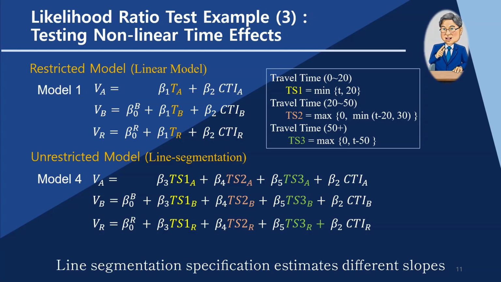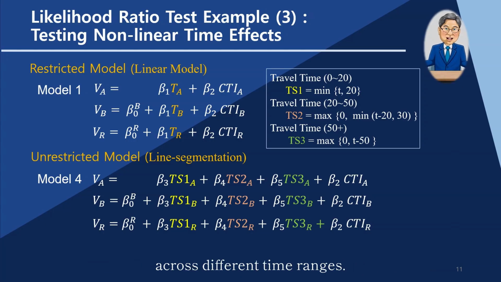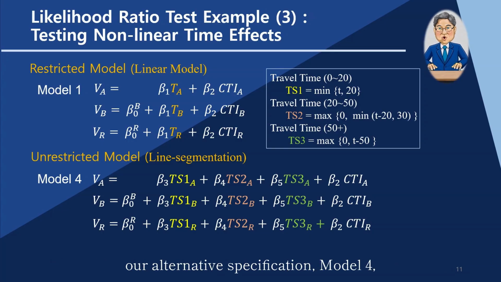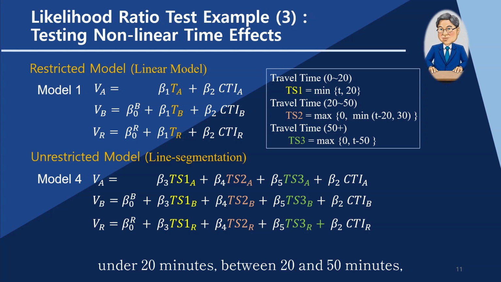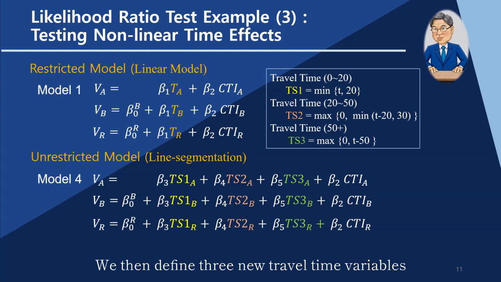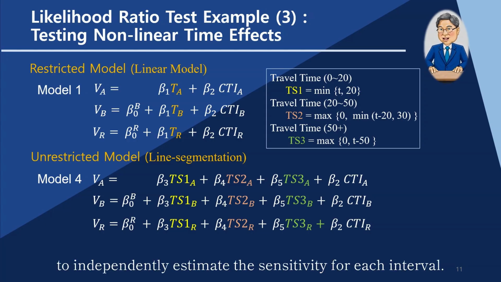Line segmentation specification estimates different slopes for each travel time interval, allowing for a direct comparison of traveler sensitivity across different time ranges. While Model 1 applied a single coefficient to all travel times, our alternative specification, Model 4, divides travel time into 3 distinct intervals: under 20 minutes, between 20 and 50 minutes, and over 50 minutes. We then define 3 new travel time variables, TS1, TS2, and TS3, to independently estimate the sensitivity for each interval.